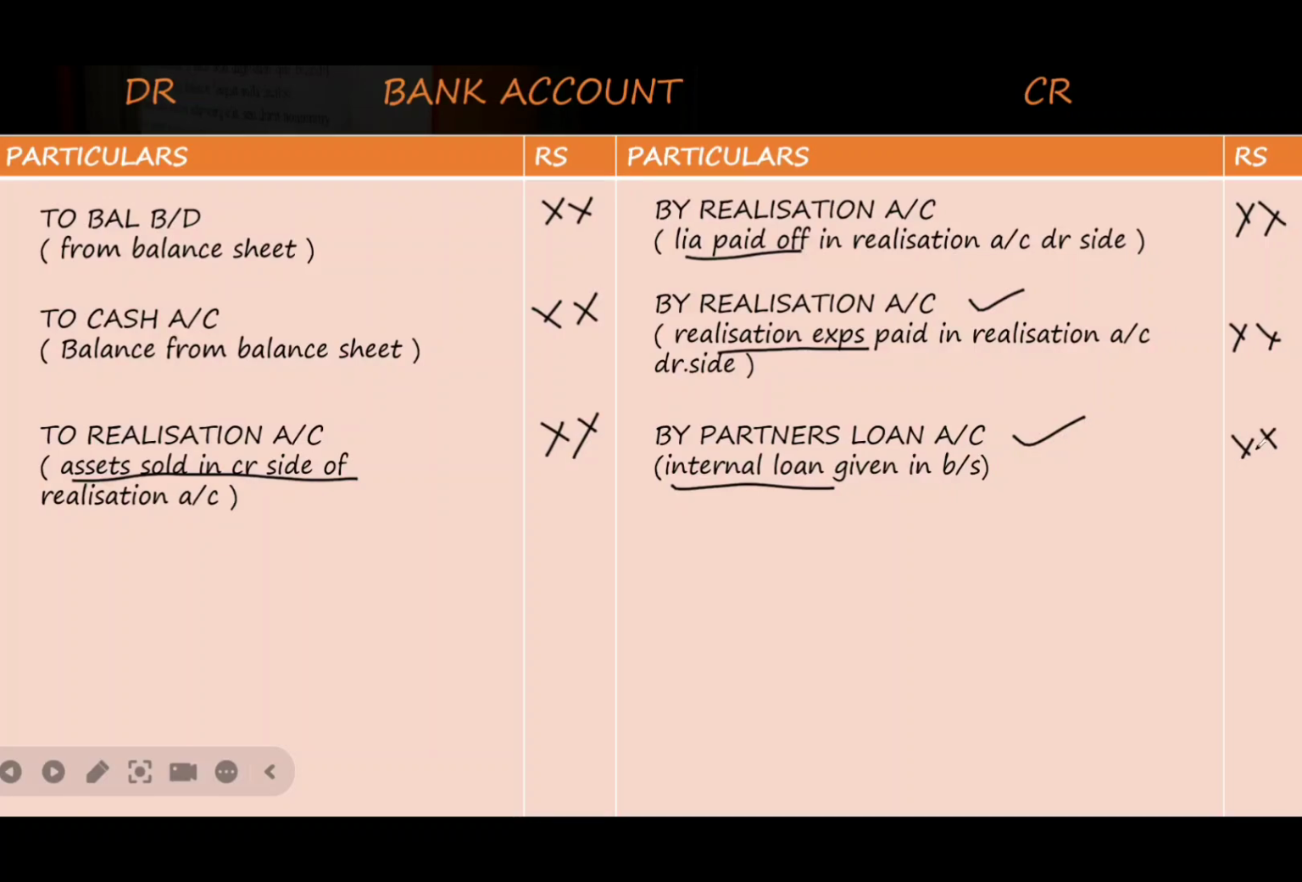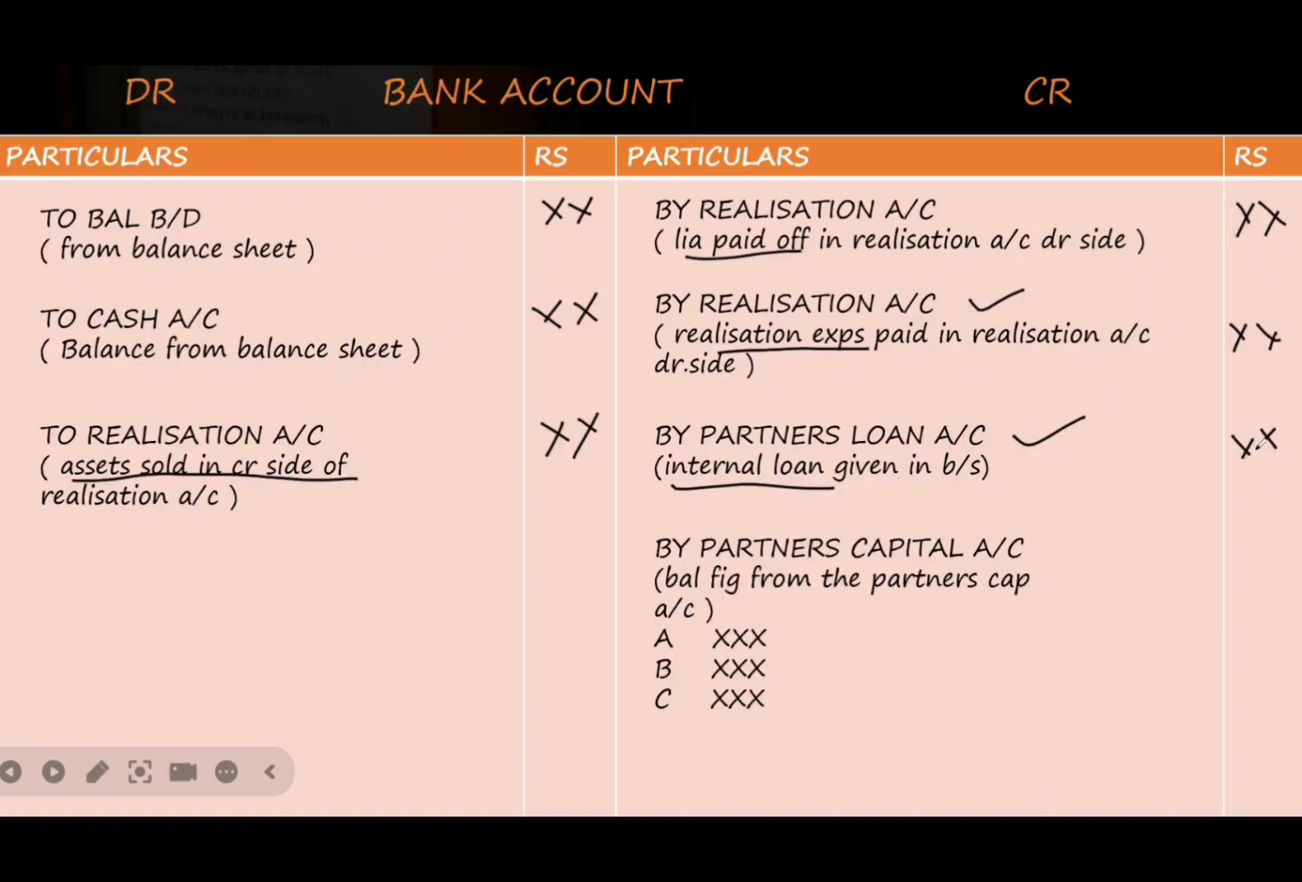Now finally in the order of settlement is the partner's capitals. So the capital account balance will be brought down to the bank account when it has been paid finally to the partners as by partner's account. So the balancing figure we have derived in the partner's capital account, if the balance is on the debit side, we bring it on the credit side and write the total amount on the credit side. Similarly, if it is the balance on the credit side, we bring it on the debit side of bank account.